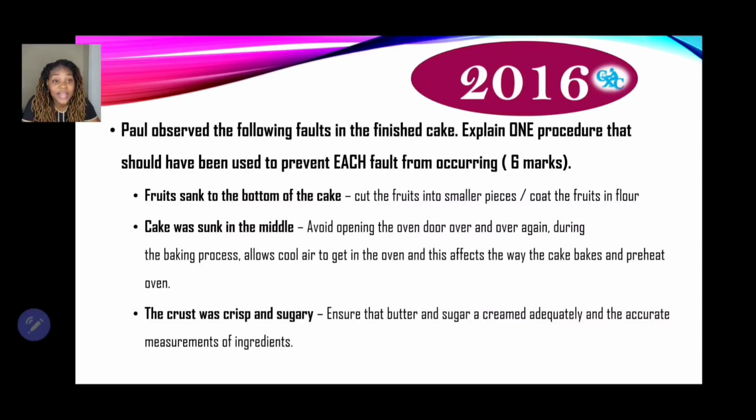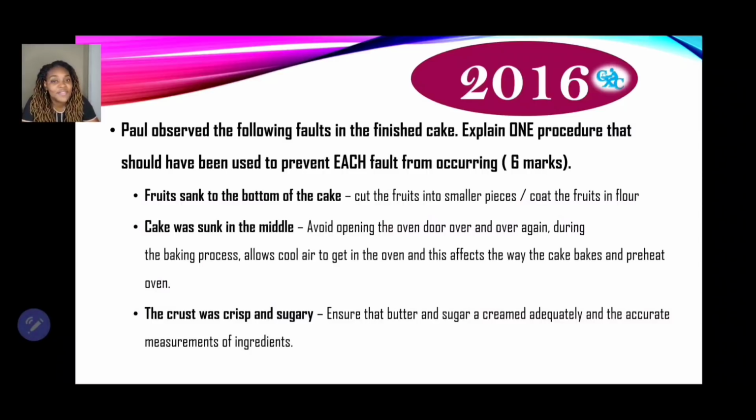Now let us look at one procedure that could prevent each of these from occurring, right? So the first one, fruit sank to the bottom of the cake. What do you think Paul could have done, guys? Tell me. Awesome. If your response was to cut the fruits into smaller pieces, and also to coat the fruits in flour, you're indeed correct, right? So those are 2 things that he could have done. Good. Next, the cake was sunk in the middle. So guess what happened?